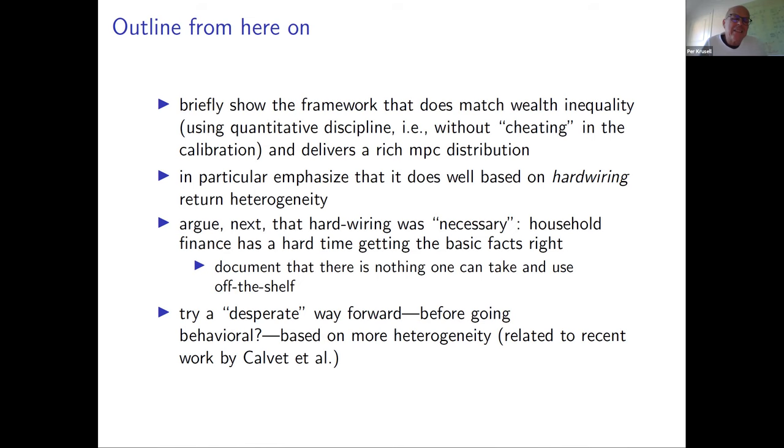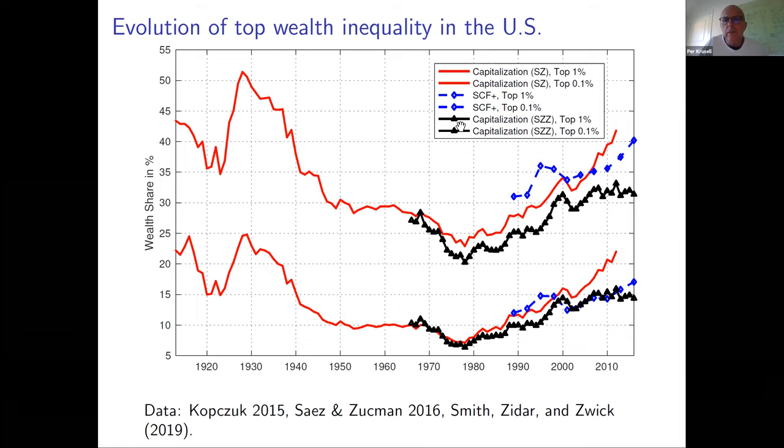So now what I'll do is give you a quick recap of this macro annual paper, not because I don't believe in presenting stuff that's already out there, but the point is to emphasize the features that I want to move forward with. This is a recap of top wealth inequality in the US. The top 1% share of wealth is about 30%, but in particular since 1970, there are different measures. Let's not get into exactly the difference between them. They all have similar features.